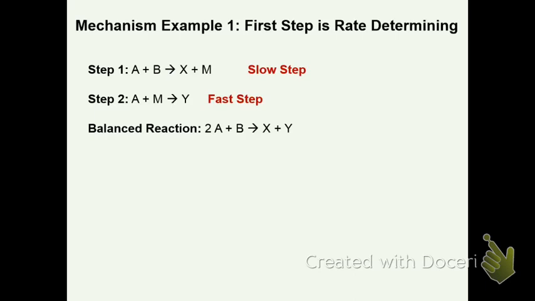So we'll look at a few different examples of mechanisms. In the first case, we have a mechanism where the first step is the rate determining step. That means that the overall rate of the reaction is going to depend on the rate of that first step. So we can write rate laws for both of the two steps. We'll call the rate constant for step 1 K1, and so the rate is equal to K1 times the concentration of A times the concentration of B. This is going to be the rate law for the overall reaction.